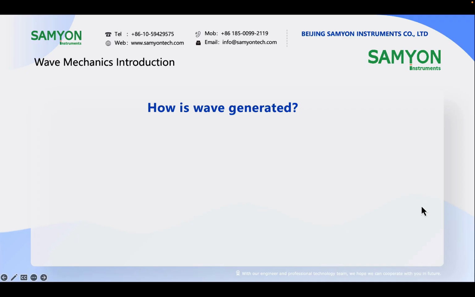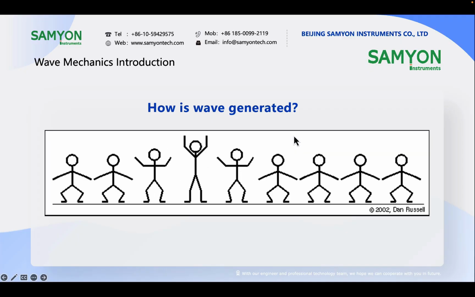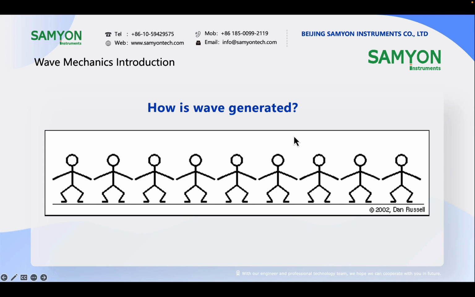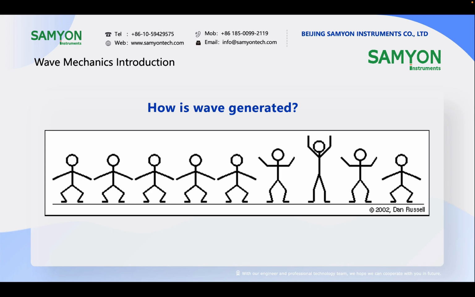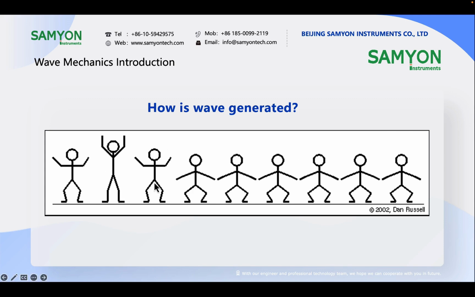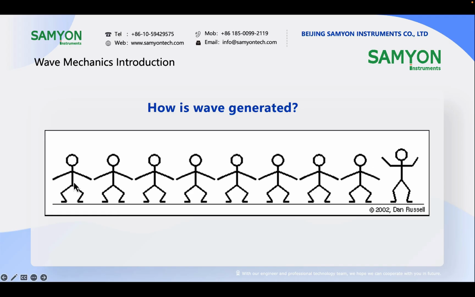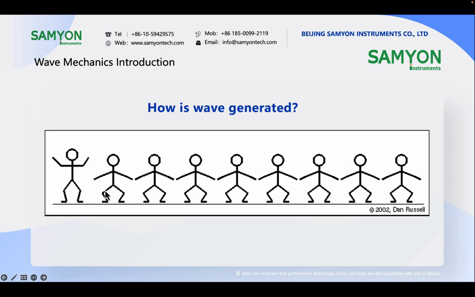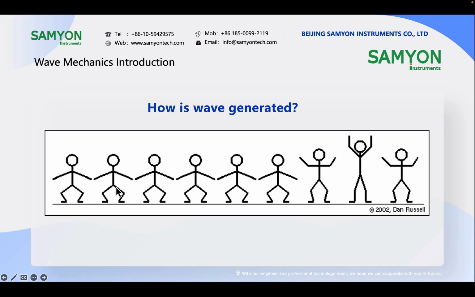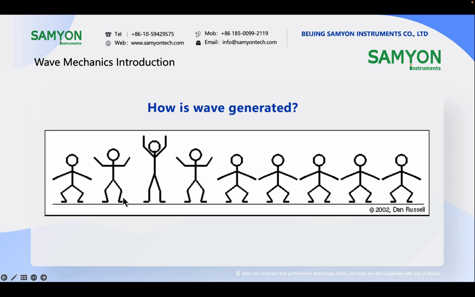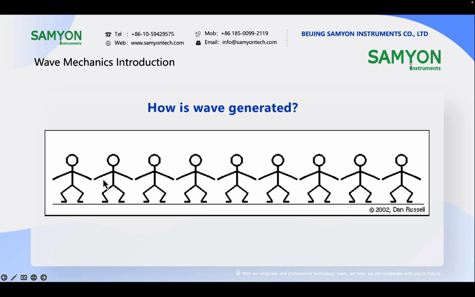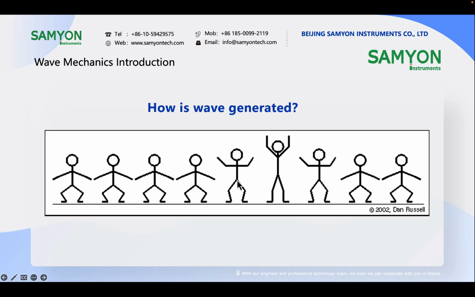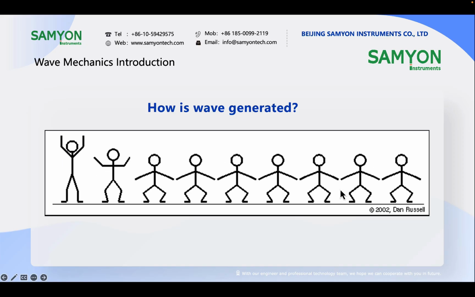So first, let's discuss how the wave is generated. Actually, the wave consists of particle vibration. When one particle vibrates, it will cause the particles beside it to vibrate. So one to another, that will generate the wave.